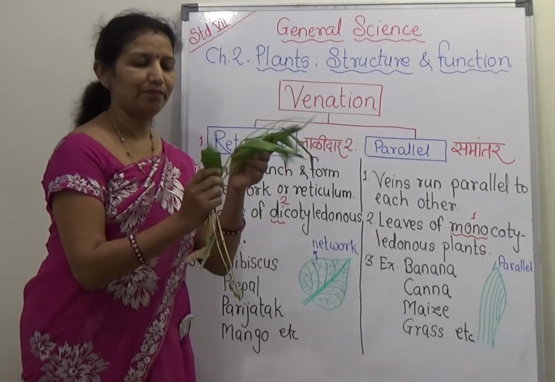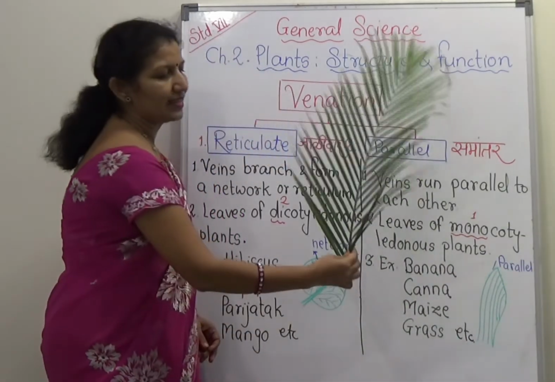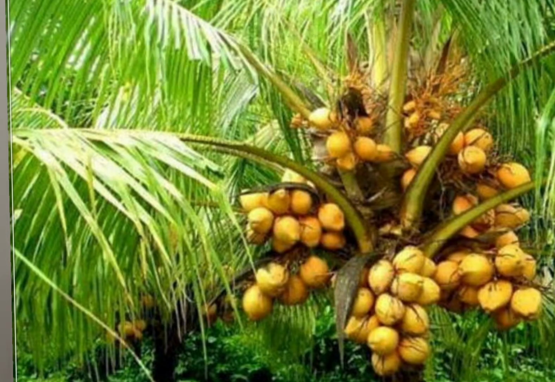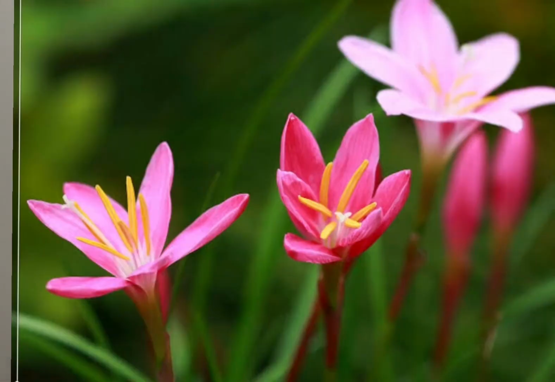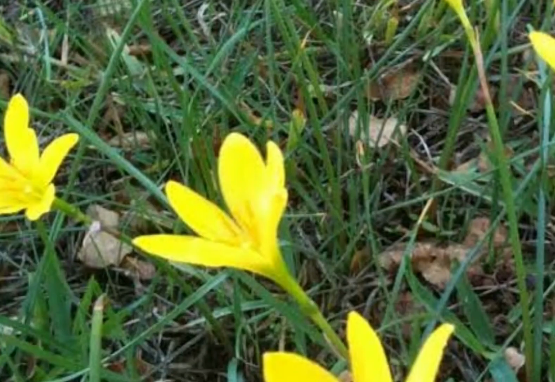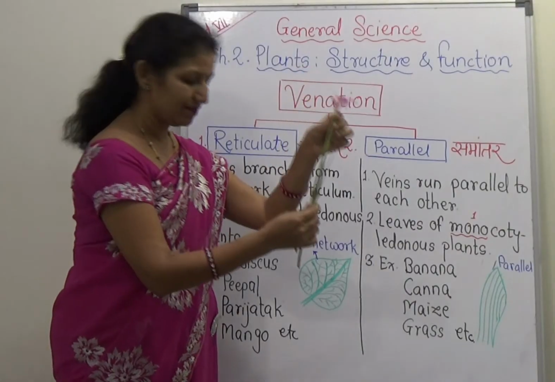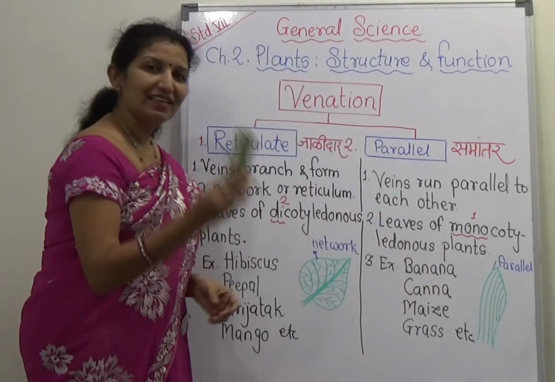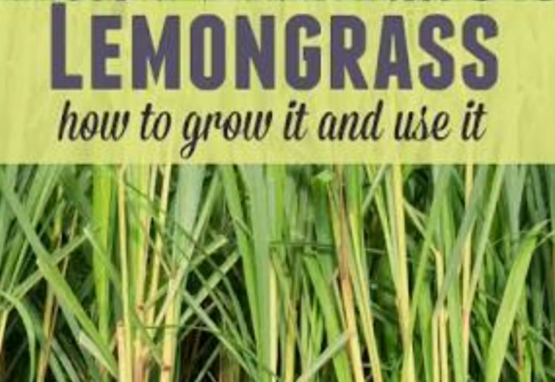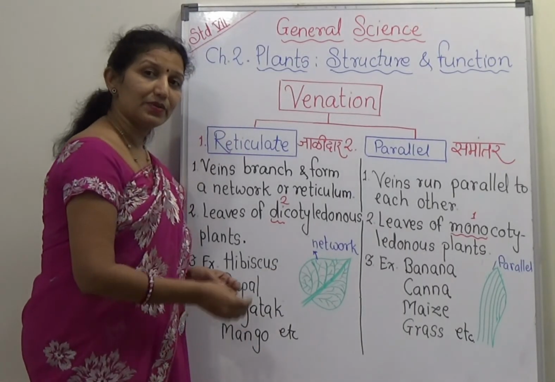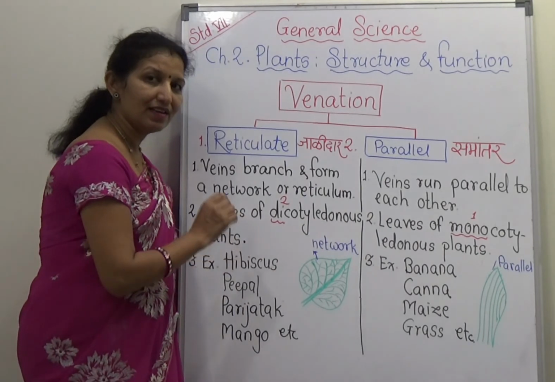These are bamboo leaves, they are also an example of parallel venation. This is also an example of parallel venation. Coconut plant is also an example of parallel venation. And this beautiful lily flower is also having leaves of parallel venation. Also, this is lemongrass, and this lemongrass is also having parallel venation. Coconut leaves are also having parallel venation.